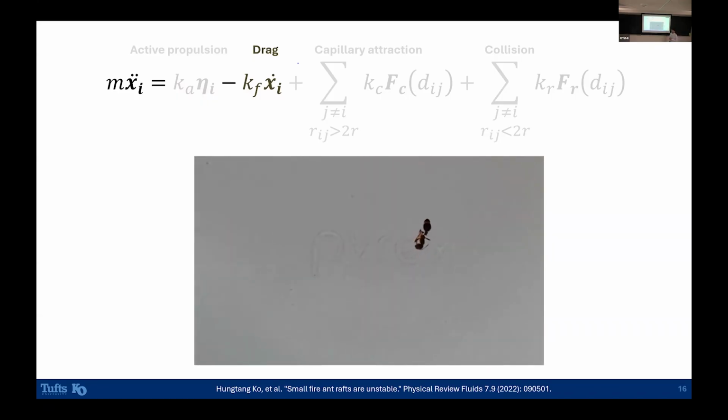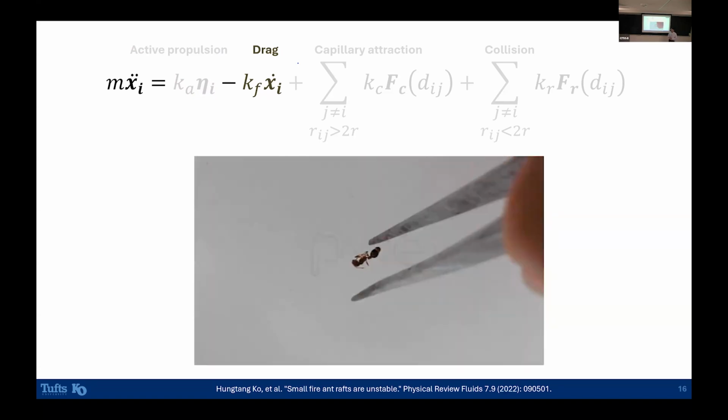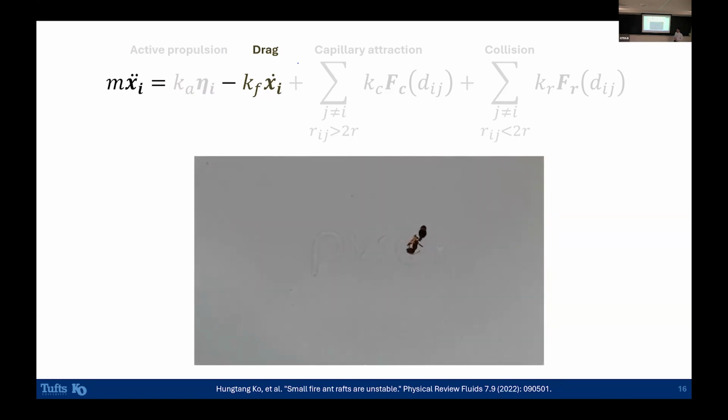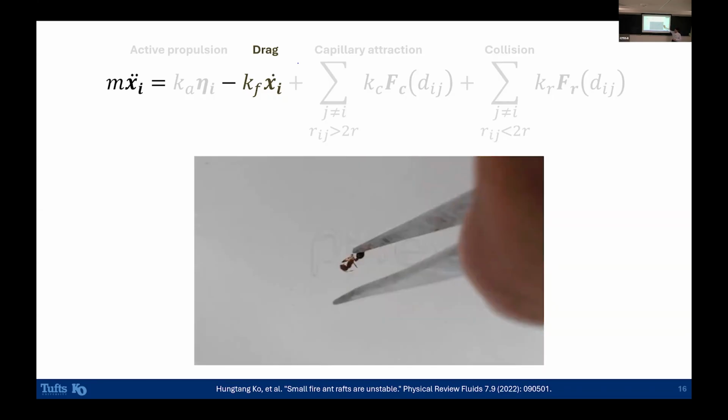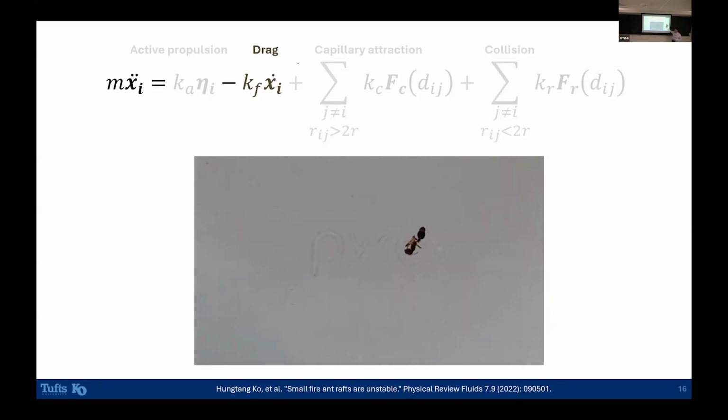Is eta white noise, or do you have a time scale? White noise. You don't have a time scale. No. But there could be a time scale, some persistence time scale. There could be. And I mean, the white noise is applied at the acceleration level. So the velocity would have a color. Oh, that makes sense. Yeah.